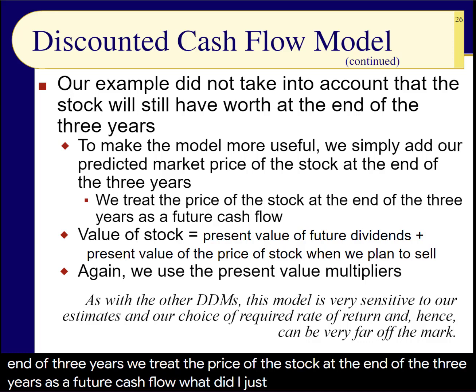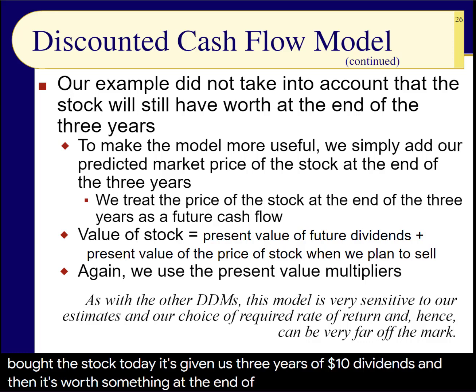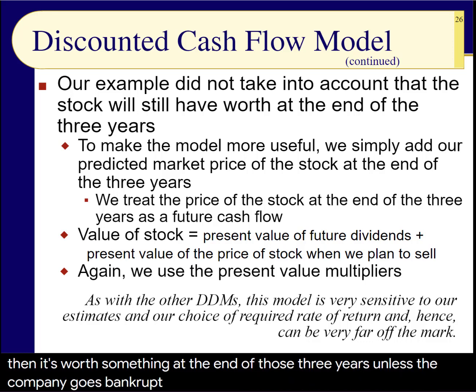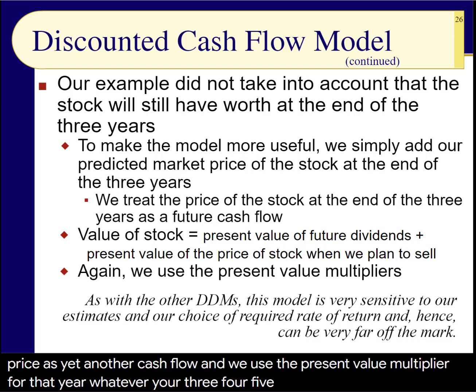What did I just say? In other words, look, we bought the stock today. It's given us 3 years of $10 dividends, and then it's worth something at the end of those 3 years, unless the company goes bankrupt. We then look at that worth, that expected stock price, as yet another future cash flow. And we use the present value multiplier for that year, whatever year, 3, 4, 5 years, whatever.